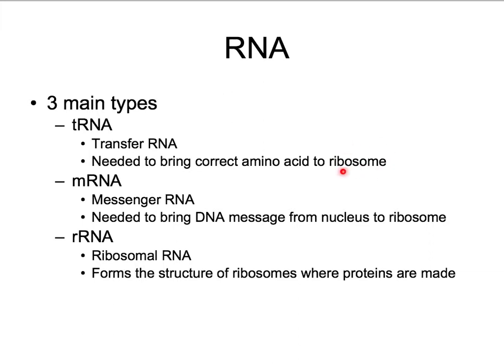Remember, the ribosomes look like little black dots on the endoplasmic reticulum. The endoplasmic reticulum is an organelle, a mini organ, along with ribosomes. And the ribosomes, we remember, make proteins. That's where proteins are made inside the cell. So the messenger RNA, remember, carries a message from the DNA in the nucleus to the cytoplasm. And then we have R for ribosomal RNA, which forms the structure of the ribosomes where the proteins are made.